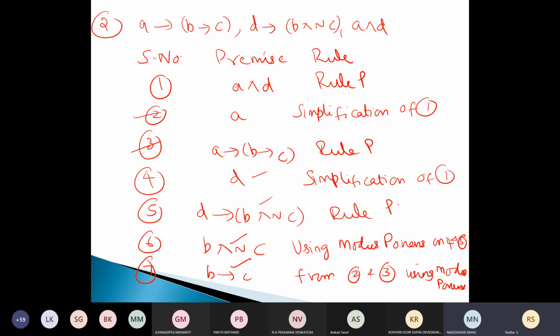Then you have to use these 2 only now. No other go, right? So what you can do is from B and not C, you can say B is true. B is true and B tends to C is true. So C is true. And also not C is true. So there is a contradiction.